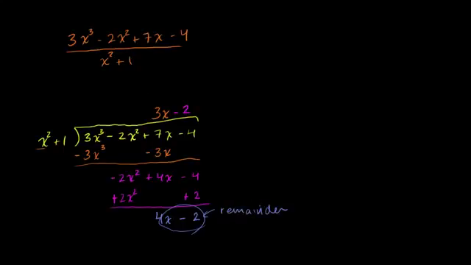So this expression, we could rewrite it as being equal to 3x minus 2, that's the 3x minus 2, plus our remainder, 4x minus 2, all of that over x squared plus 1. Hopefully you found that as fun as I did.